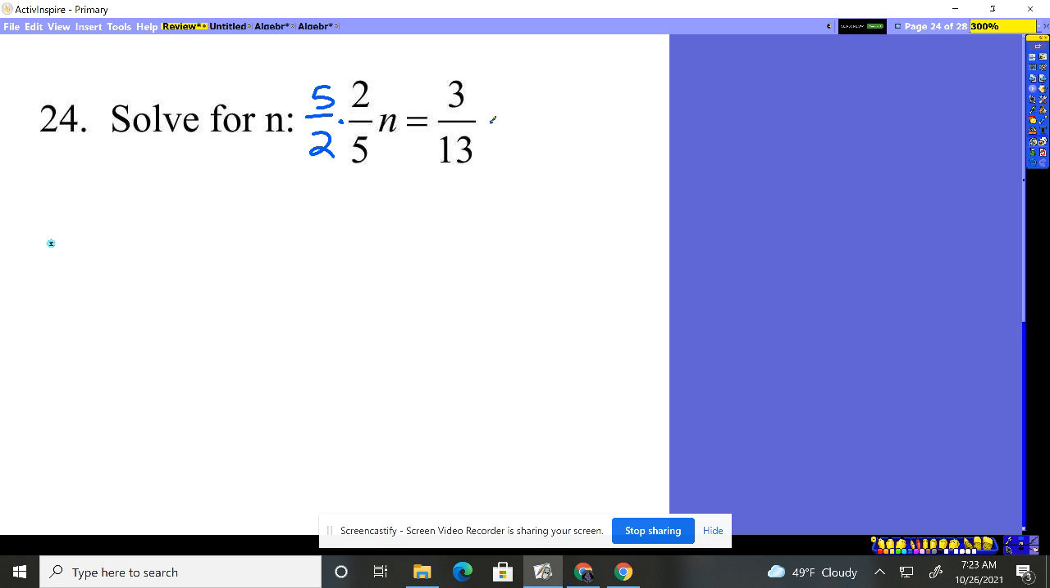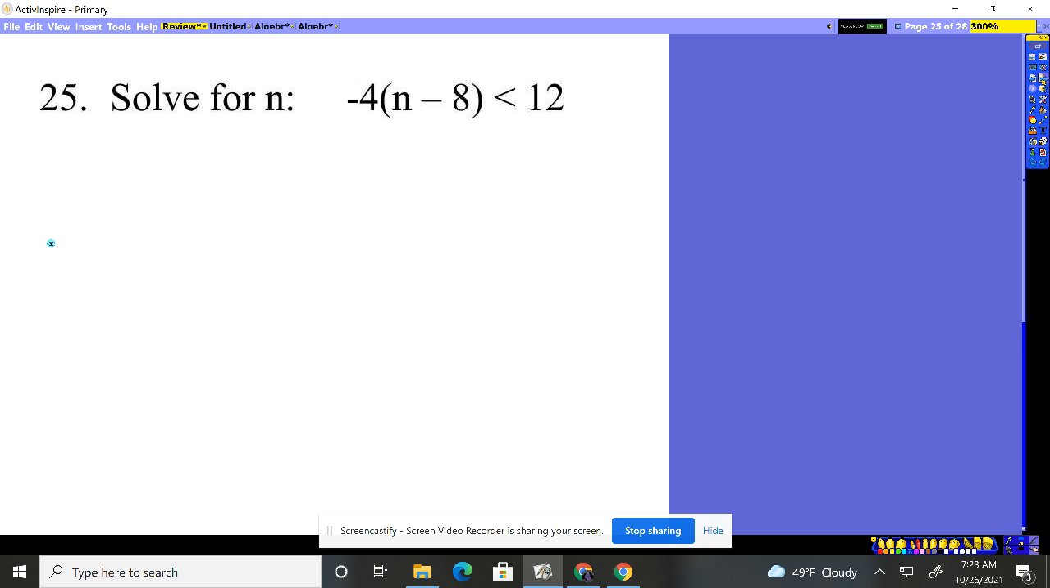But if I multiply the left by 5/2, I have to do that to the right. These 5s will cancel, 2s will cancel. You're left with just n equals. Over here, multiply across the top, 3 times 5, 15, 13 times 2, 26. I can't simplify any further. And boom, that's it.